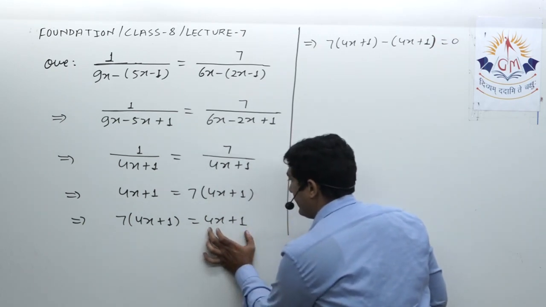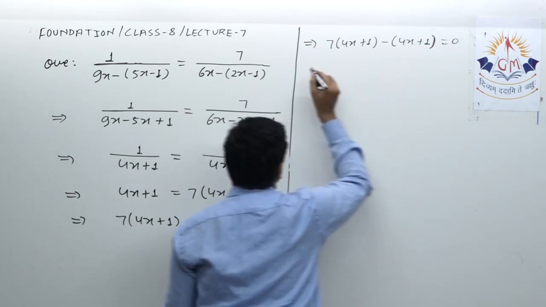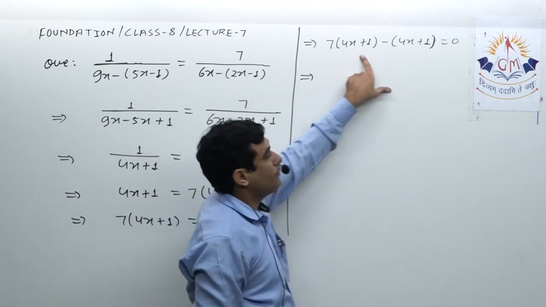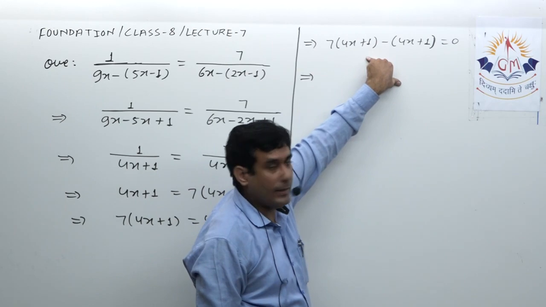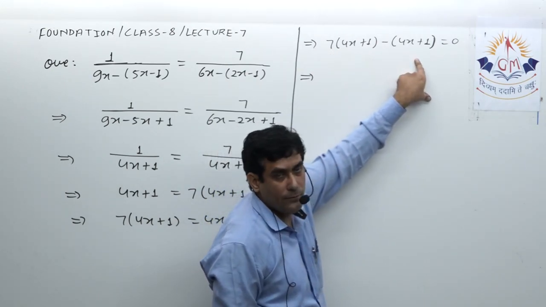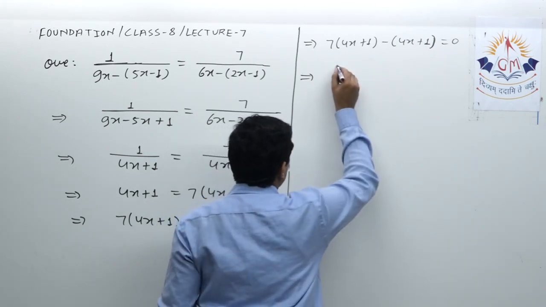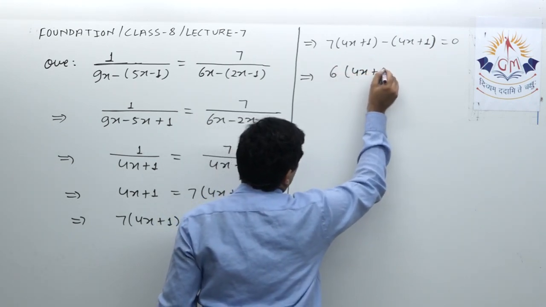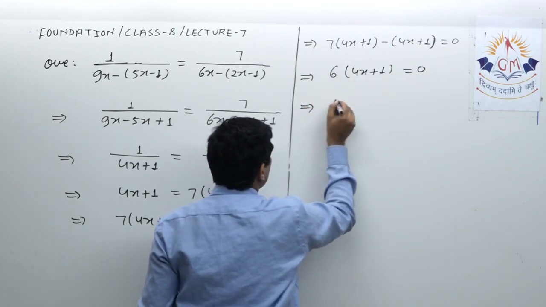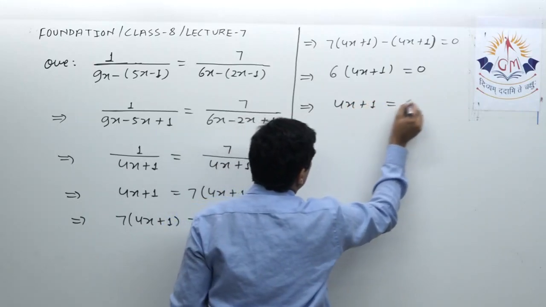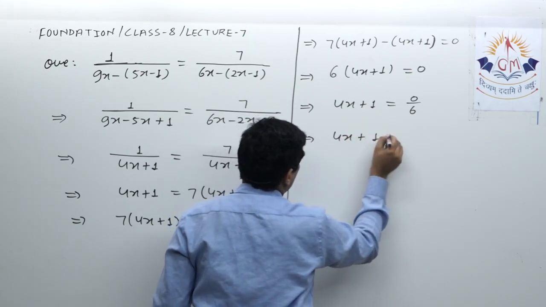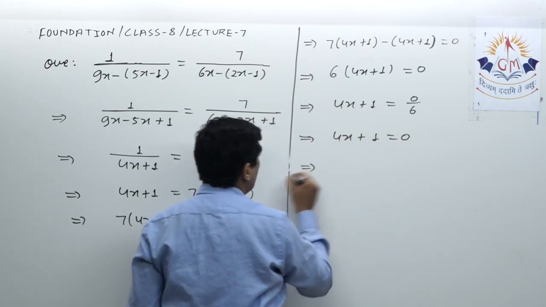If I take this complete on that side, I will get this. Now I can say this is 7 times, suppose this 4x plus 1 for a while is capital A. So actually what is written is 7A minus A, and that should be 6A. That means 6 into (4x plus 1), because A is actually this, is equal to 0. Therefore I can say 4x plus 1 is equal to 0 upon 6. That is 4x plus 1 is equal to 0, isn't it?